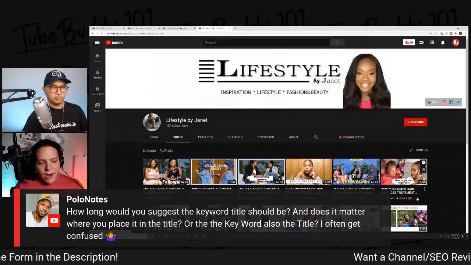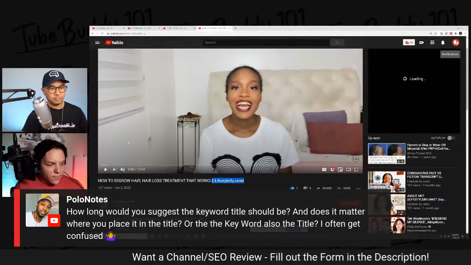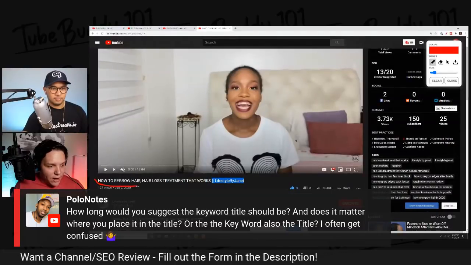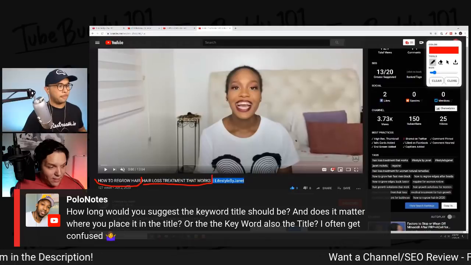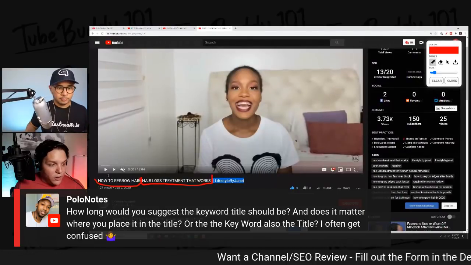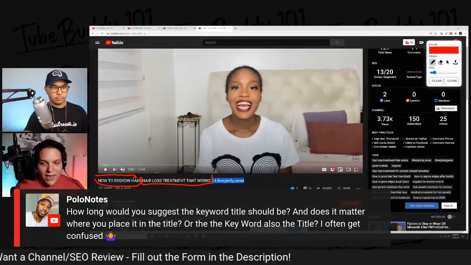How to regrow hair. Hair loss treatment. This is the searchable part, right? And this is a great example. How to regrow hair, that's searchable. Hair loss treatment that works is the compelling part. So you want your searchable part, if you're targeting search, to be first, followed by your compelling element.